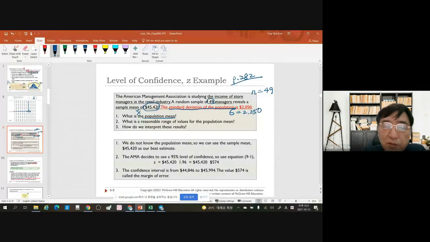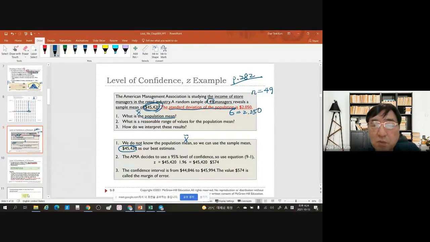When the population standard deviation is given, what is the point estimate of the population mean? Because we do not know the population mean, we can use x bar as the best point estimate. So we will use the point estimate directly. The answer is we do not know exactly, but we can estimate the population mean could be equal to the sample mean.